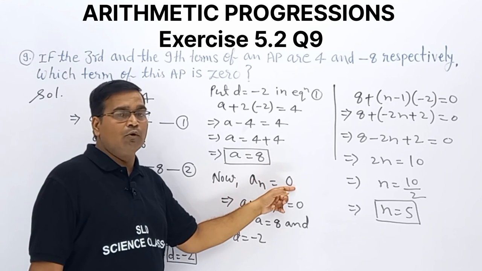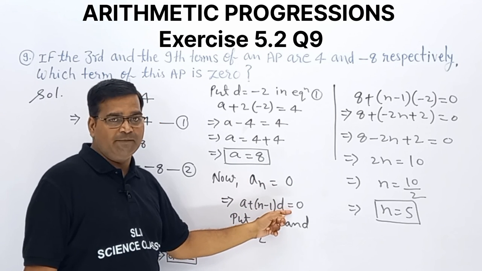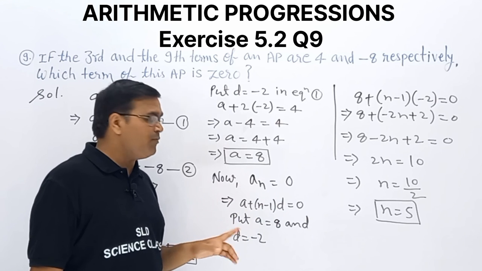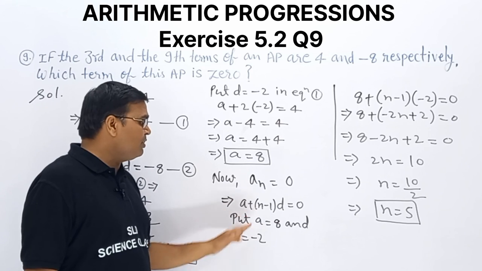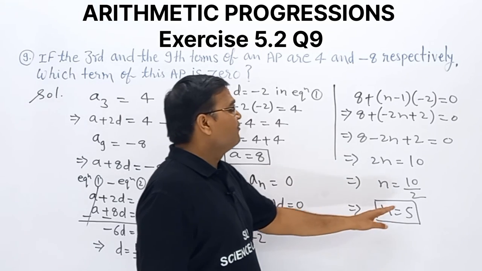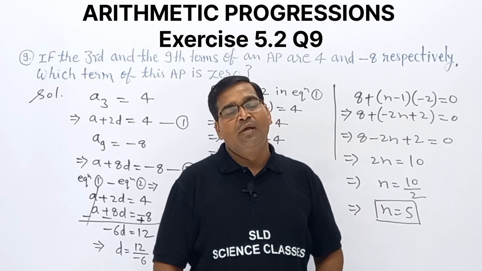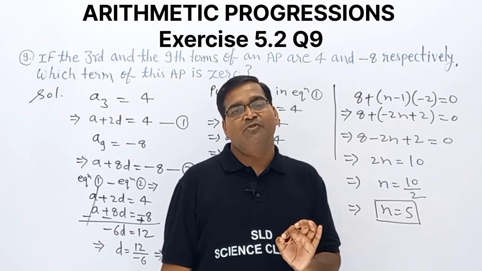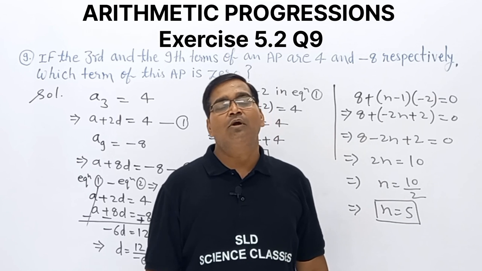Now the question is saying which term of this AP is 0? We don't know. So we are assuming the nth term of AP is 0. The nth term of AP formula is this one, a plus n minus 1 into d. A and d both we are having and we require n, so we are putting the values of a and d and solving for n, we are getting 5. So we can say the fifth term of this AP is 0. That one is the required answer.